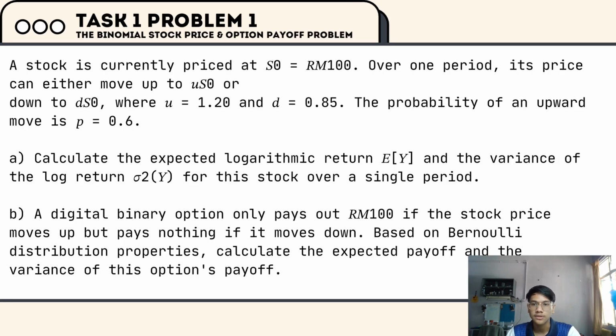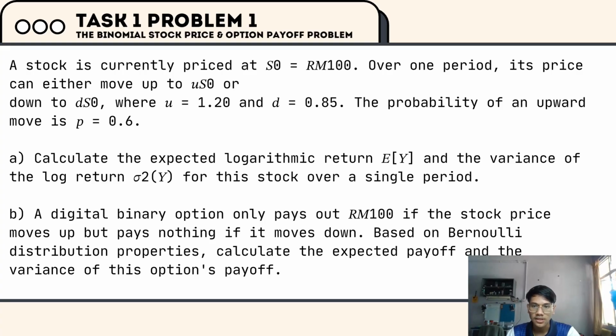So the first question is, a stock is currently priced at S0 equal to RM 100. Over one period, its price can either move up to U times S0 or down to D times S0, where U equals 1.20 and D equals 0.85. The probability of an upward move is P equal to 0.6. And we have two questions here.